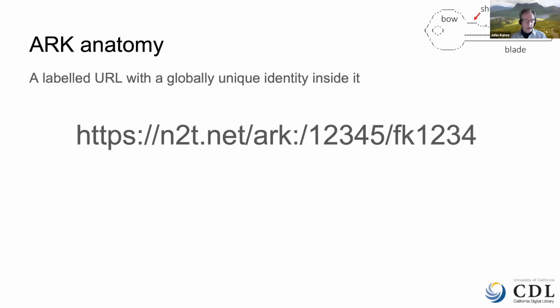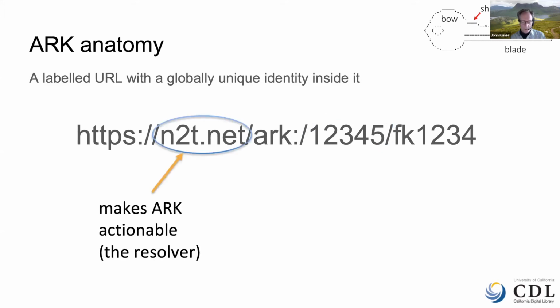So what does an ARK look like? Well, at first glance, it's a particular kind of URL bearing an internal label. How can you tell if you have an ARK? Well, here's the internal label. This is the assigning authority number, and it identifies the organization that created or assigned the ARK. The part after that names the thing that the ARK is assigned to. The host name over on the left makes it actionable, which makes it something you can click on to get to the thing. It's also known as the resolver. ARKs are unusual among persistent identifier solutions in allowing organizations to run their own resolvers.